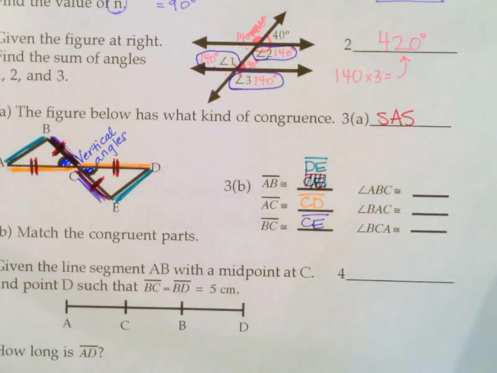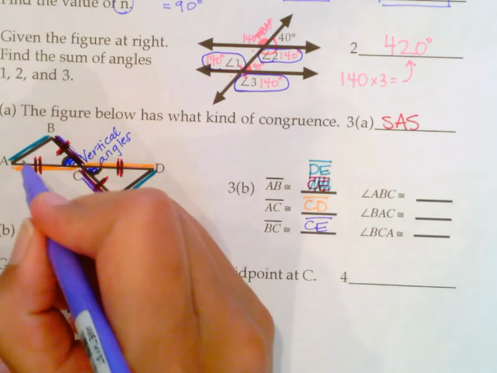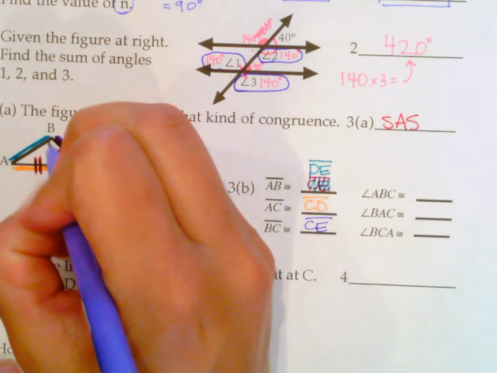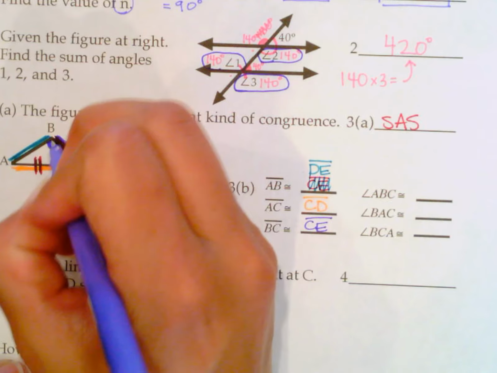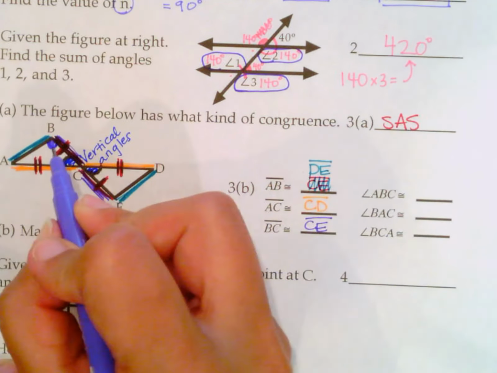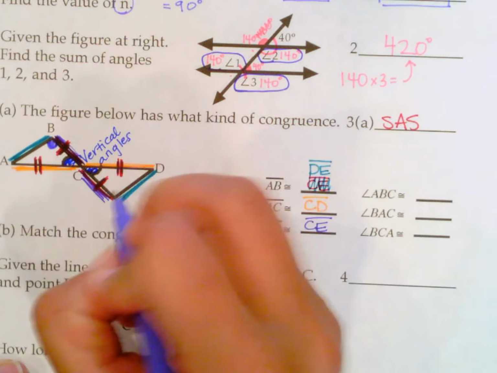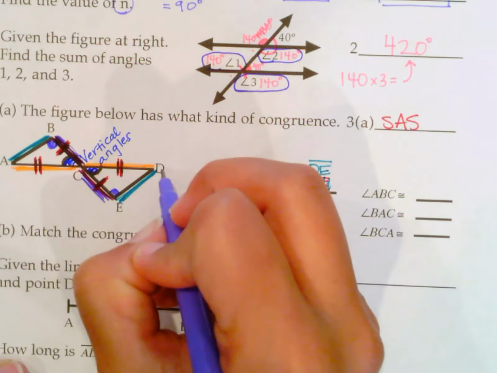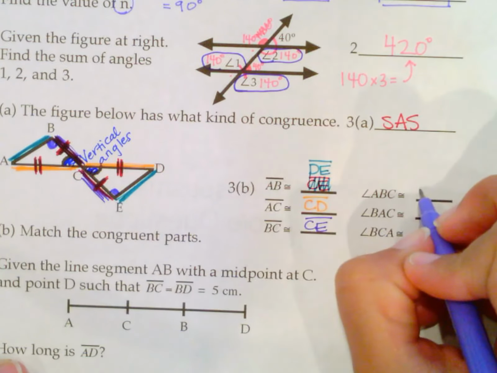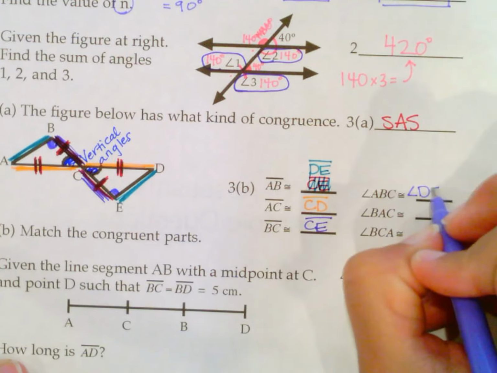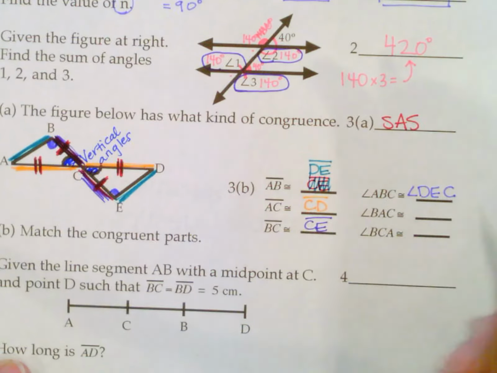All right, now let's look at angles inside. So angle ABC is going to be this angle right here. That one is going to be congruent to the other one between the green and the purple. So that's this one and this one. That's here. So that's DEC. Angle DEC.